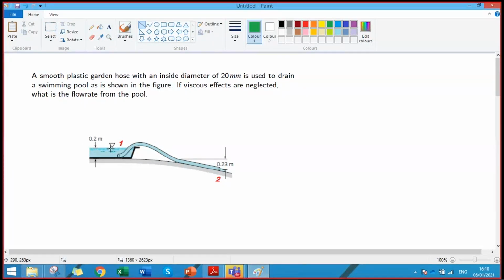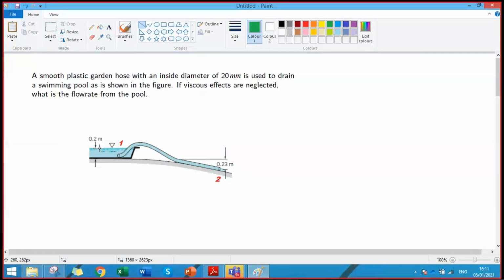We can define the point anywhere. Like I can define it in the middle of the pool, but then I will need to consider P1, and I will need to consider Z1, right?